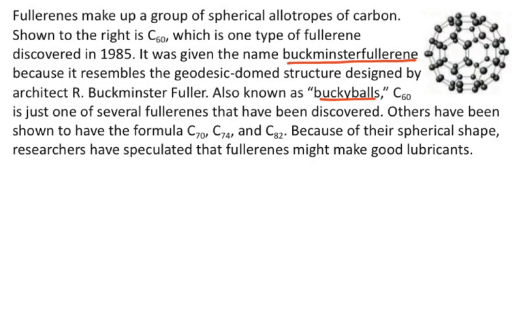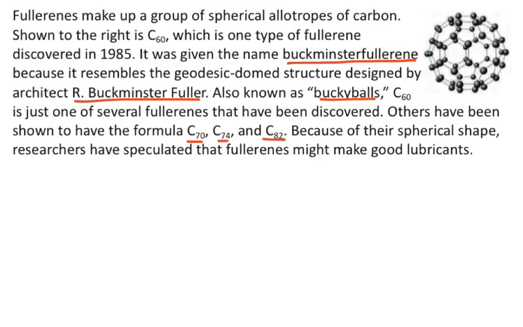Why is it called a Buckminster fullerene? Because in the 1800s, there was an architect named Buckminster Fuller, and he designed structures that had actually the same shape as this carbon. This is just one carbon buckyball. We have C70, which makes a ball, C74, C82, and there are many more as well.